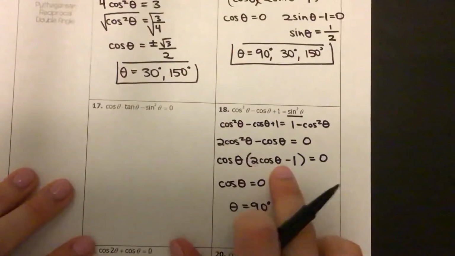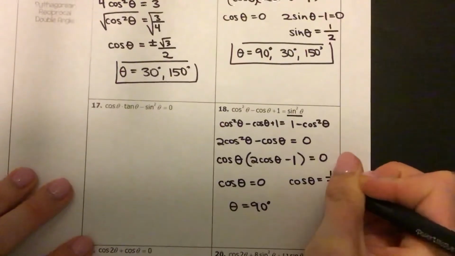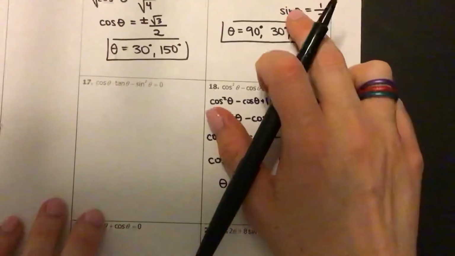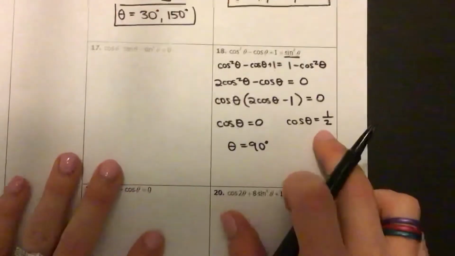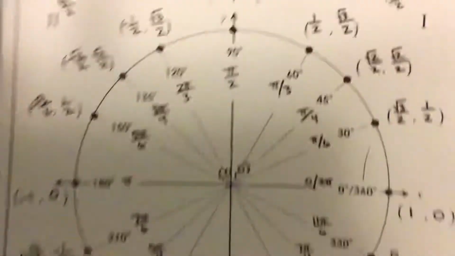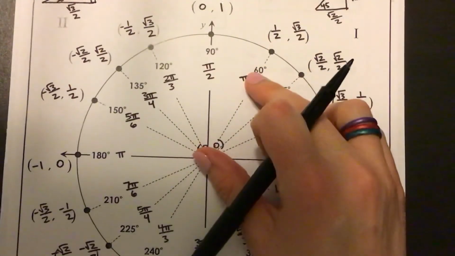And then when I set this equal to 0, just like 16, you add 1 and divide by 2. So this time, you're going to get different angles because sine goes with y, but cosine goes with x. So I want the ones on the unit circle that have an x coordinate of 1/2 this time. So that would be this one, 60.